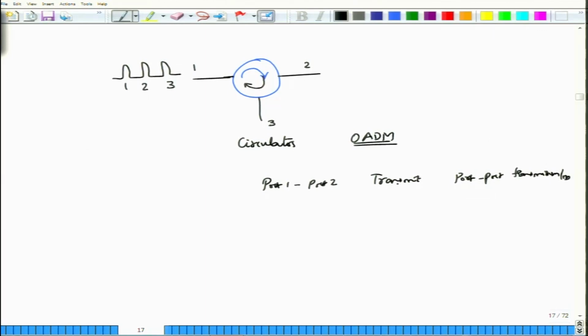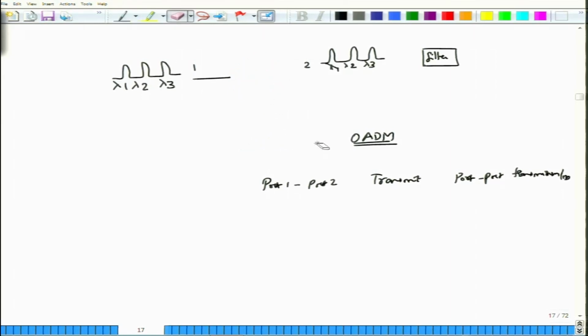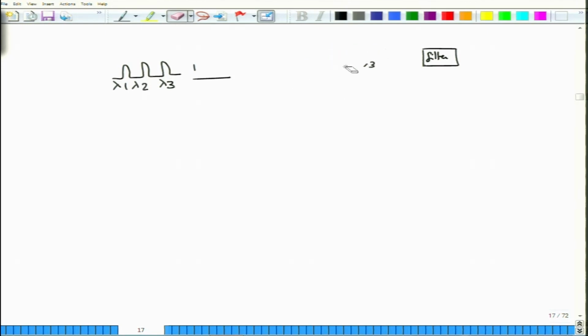Of course, now what happens, all these signals are copied onto the second port, the same signal. So these are the channels that we have copied. So let's make them lambda 1, lambda 2, lambda 3 to remove any confusion between the port numbers and the channel numbers. Suppose here I put in a selection of filter, or actually maybe we should have taken this one in a slightly different manner. So let me just go back to it.